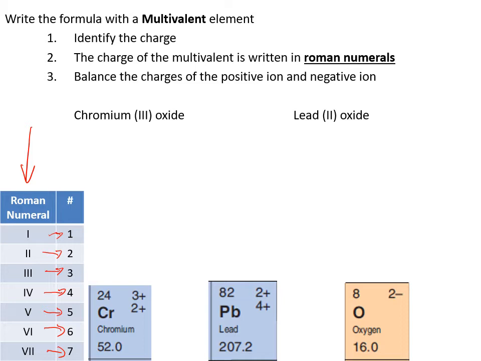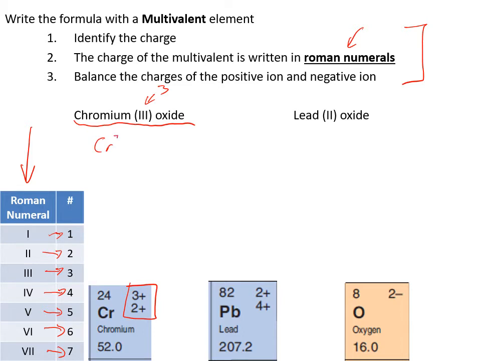So we're going to go through these different steps, and we have a couple of examples right here. We have chromium, and then III oxide, and III is 3, so we call this chromium 3 oxide. And so we're going to write the formula of this thing using these three steps right here. So first off, identify the charge. Well, kind of step 1 and 2 are the exact same thing. The charge of the multivalent is written in Roman numerals right here. So if we have chromium right here and we don't know if it's chromium 2 or 3, well, it tells us what chromium it is. It says it's chromium 3. So I'm going to write down chromium 3.